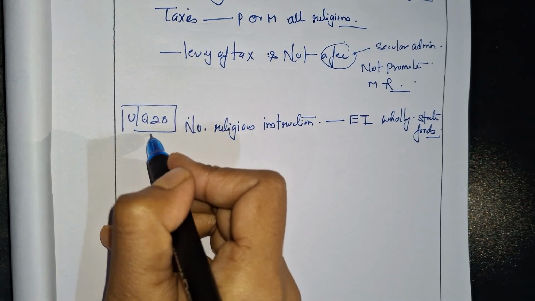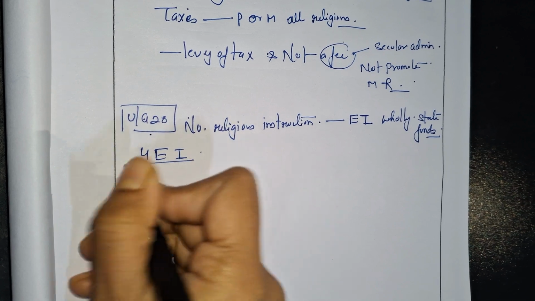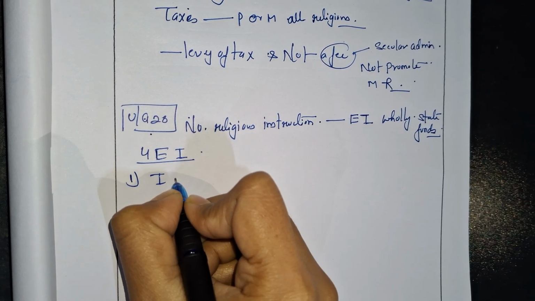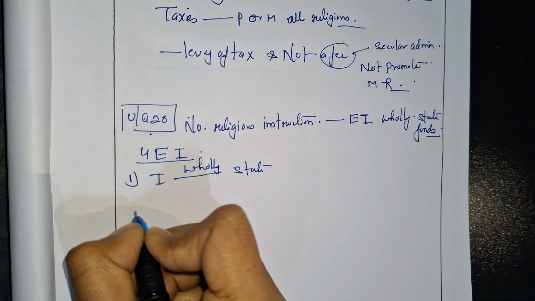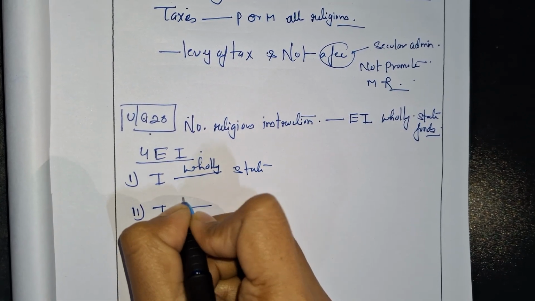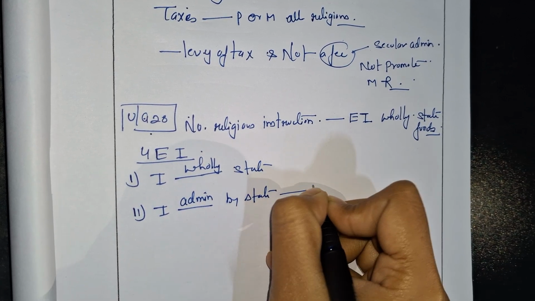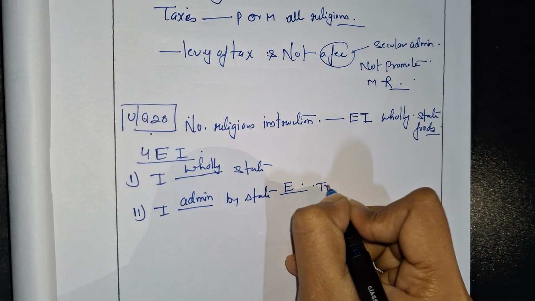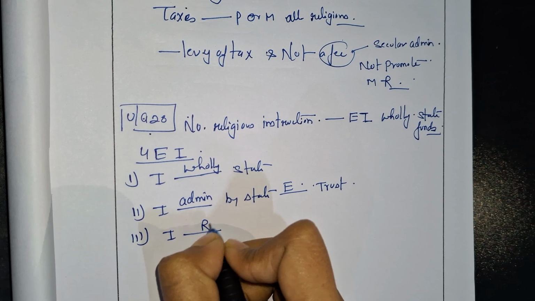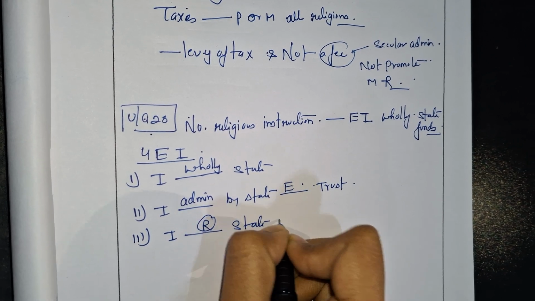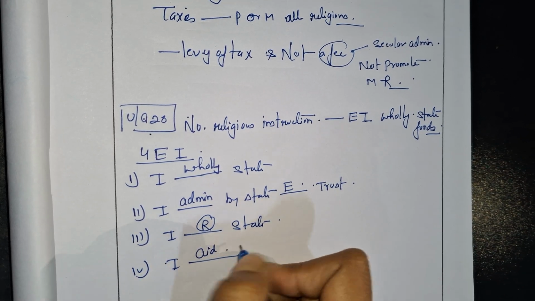Thus, Article 28 distinguishes four different types of educational institution. The first is an institution wholly maintained by the state. Second is an institution administered by the state but established under a trust. Third one is an institution recognized by the state. Fourth one is an institution receiving aid from the state.